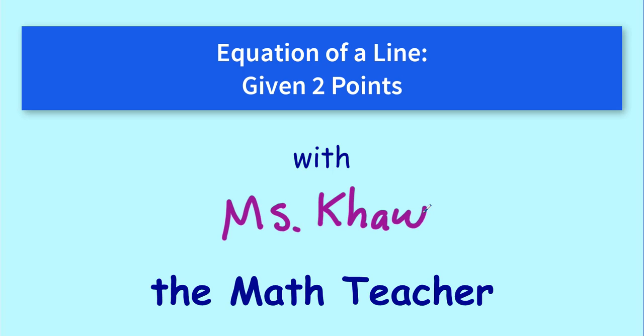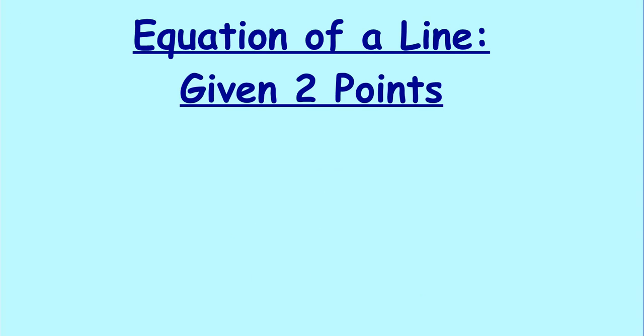Hey guys, in this video we're trying to figure out what the equation of a line is if we're given 2 points. This is kind of a continuation of how you found slope given 2 points, because then if you remember what the equation of a line is, y equals mx plus b. At this point you should already know how to calculate m given 2 points.